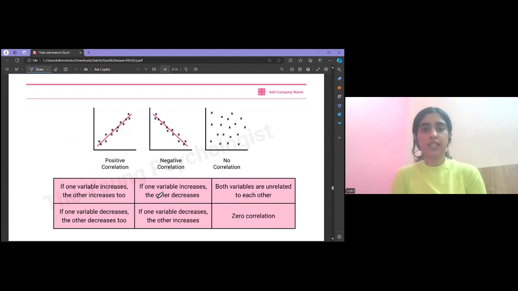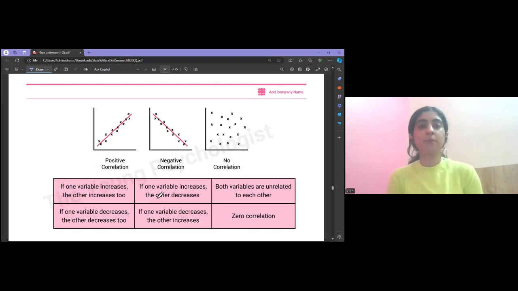When we talk about correlation, there can be three different types. The first one is positive correlation, the second is negative correlation, and the third is no correlation or zero correlation. Let's start with what is positive correlation. The term positive doesn't mean that this is something good or this is something bad.